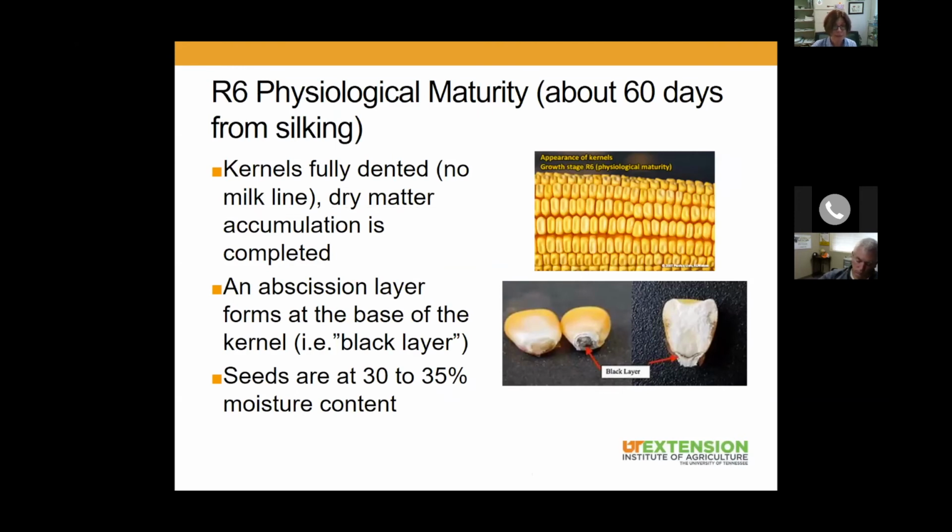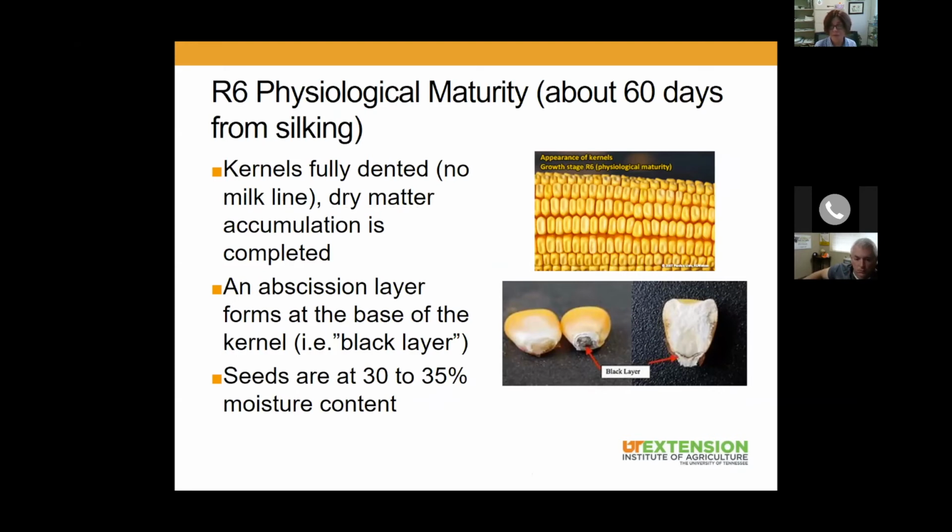So after the kernels have fully dented and we can't see a milk line anymore, we're calling this R6, which is physiological maturity. At this point, the seed is going to separate from the plant, and there's nothing that we can do to add anything more to weight. It doesn't need any more water. It's pretty much done on its own.